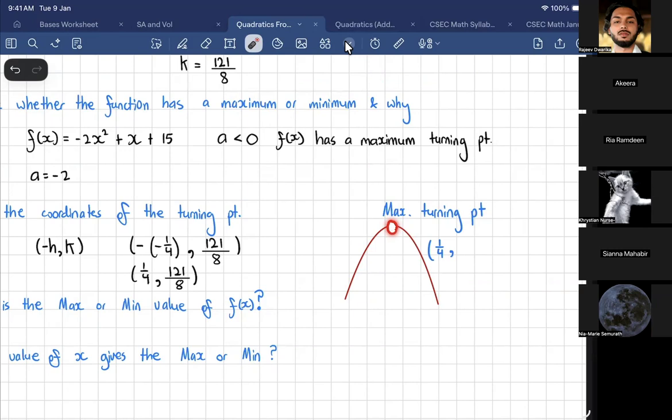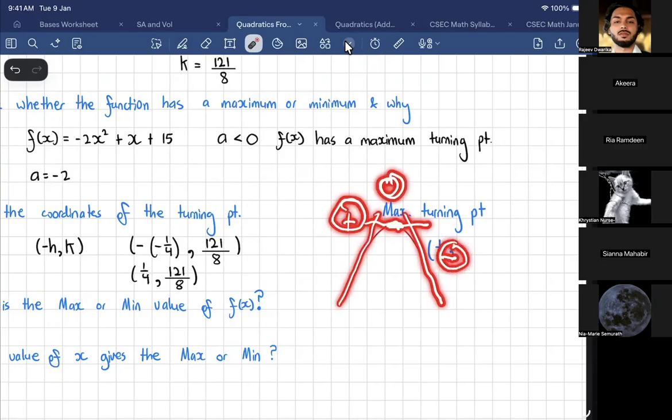Because that's the point where the gradient changes. Let me explain, right, Christian? Over here, the gradient is positive. Over here, it's flat, and over here, the gradient is negative. This is the point where the gradient changes. So the gradient could be positive here, it will be 0 over here, and it'll be negative.